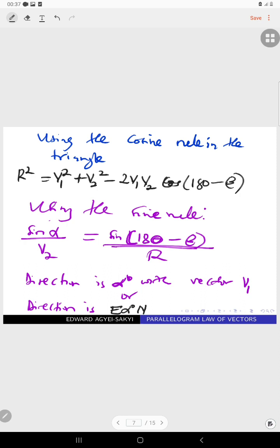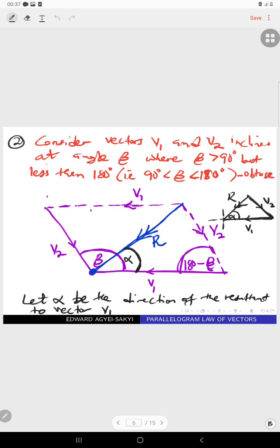So for the direction, there are so many ways you can state it. Because if the question is not specific, somebody can even choose to find it to vector V1. Somebody can also put the direction here to vector V2. So that one doesn't change anything. So we call this one the parallelogram law.